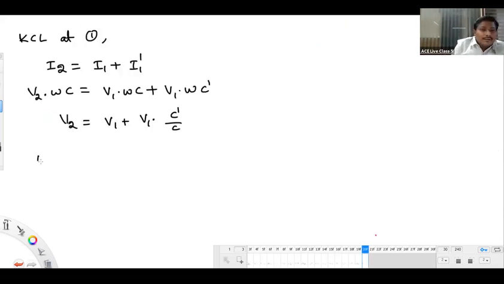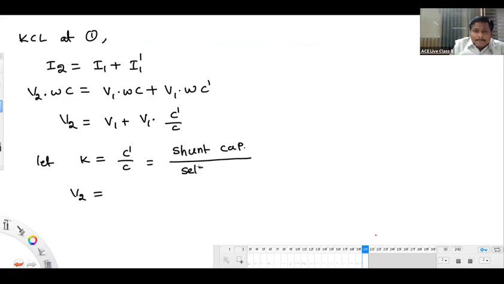Let constant K equal C dash by C. Therefore, for voltage V2, you write here, it's a ratio between shunt capacitance and self capacitance, C dash by C. That's K. And what is V2 now? V1 into 1 plus C dash by C, which is K. So V2 equals 1 plus K into V1.